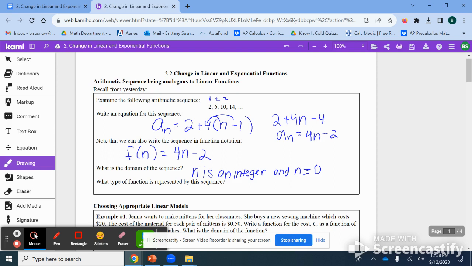No, because with sequences, you have to think of it as starting at 0 or 1, not negative. Good question. So no, you cannot have negative. And then what type of function is represented by it? This is a linear function, a line.